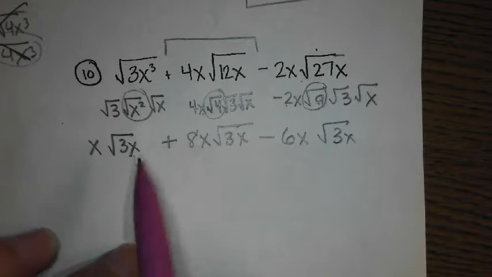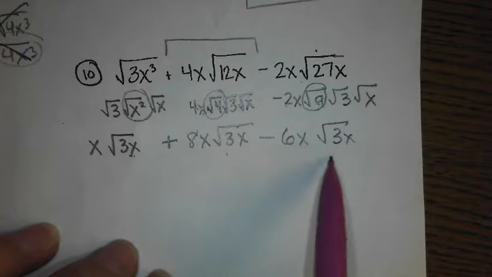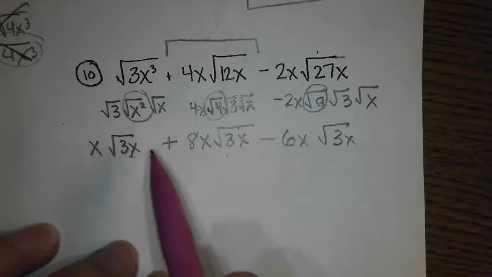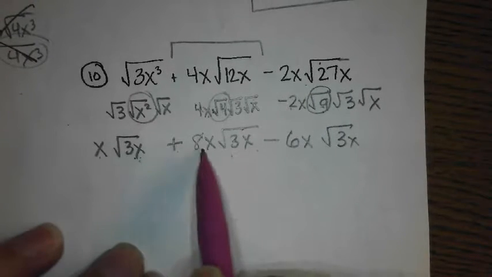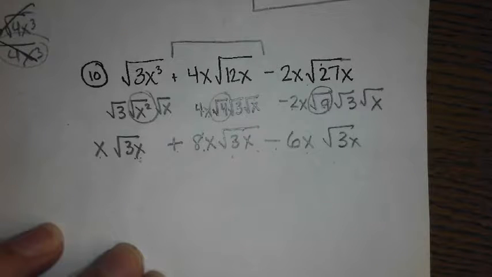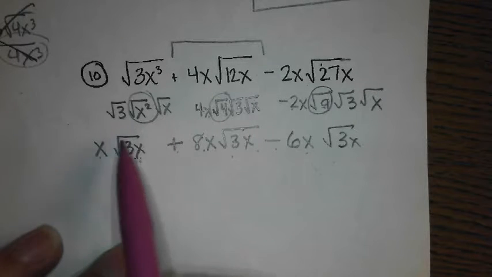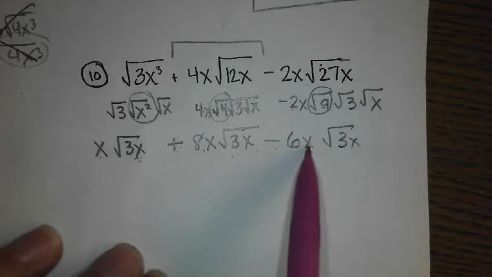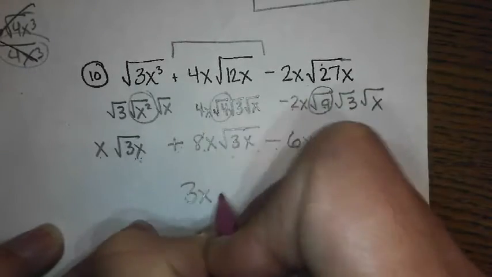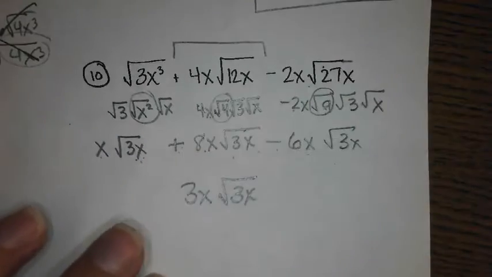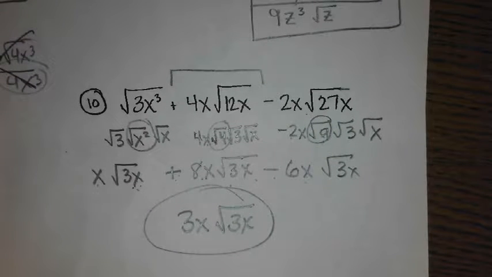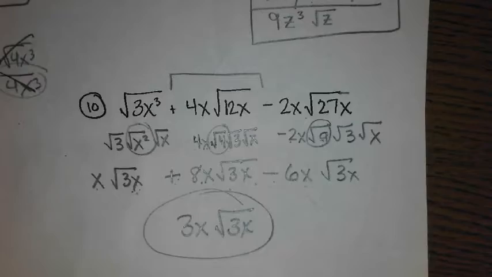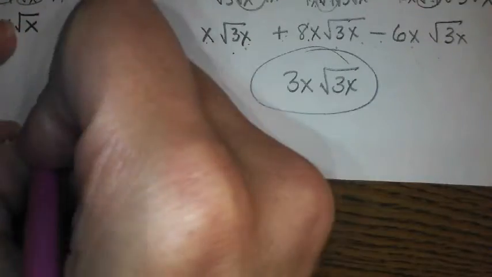And so sometimes you'll get two that are like terms and the third that is not, so you'd only be able to combine the two, but here all three of them are like terms. So what is 1x plus 8x minus 6x? Right, 1x plus 8x is 9x, 9x minus 6x is 3x, and then radical 3x. Does that make sense?